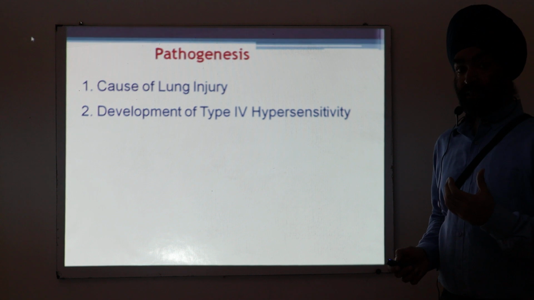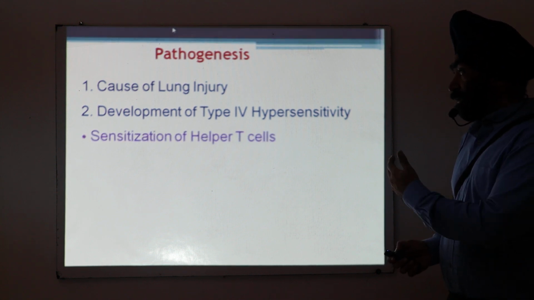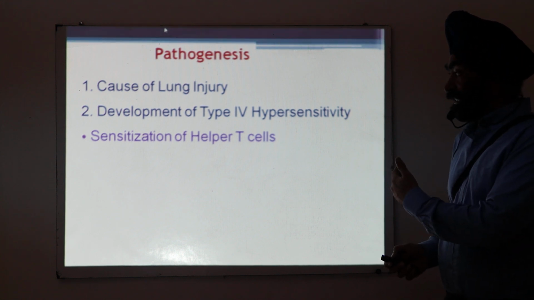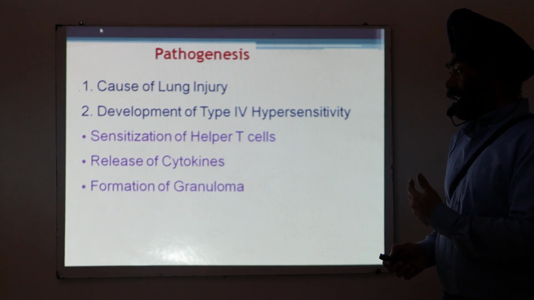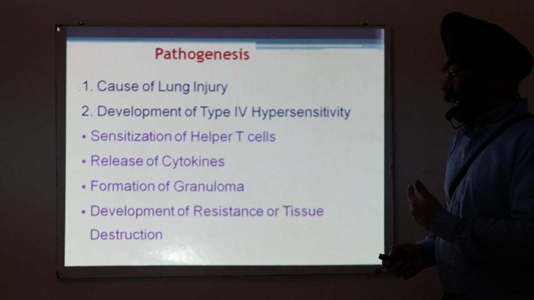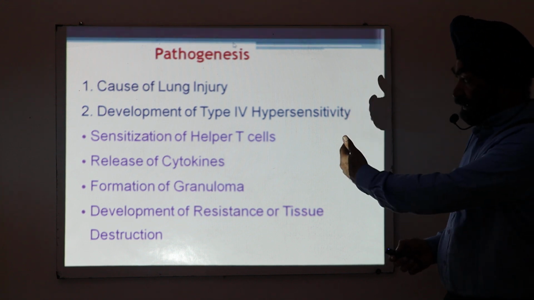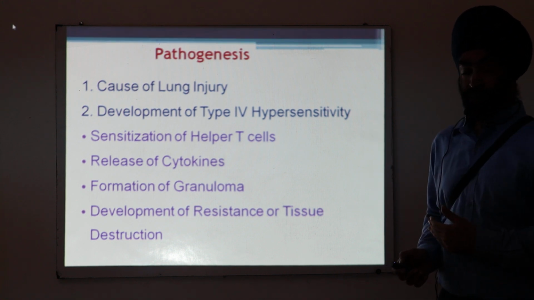Then we will study the development of type 4 hypersensitivity reaction. Within this heading, type 4 hypersensitivity, how it develops: there is a sensitization of helper T cell, there is a release of cytokines, there is formation of granuloma, and development of resistance or tissue destruction. So these kinds of things we will study one by one under the heading of the pathogenesis.